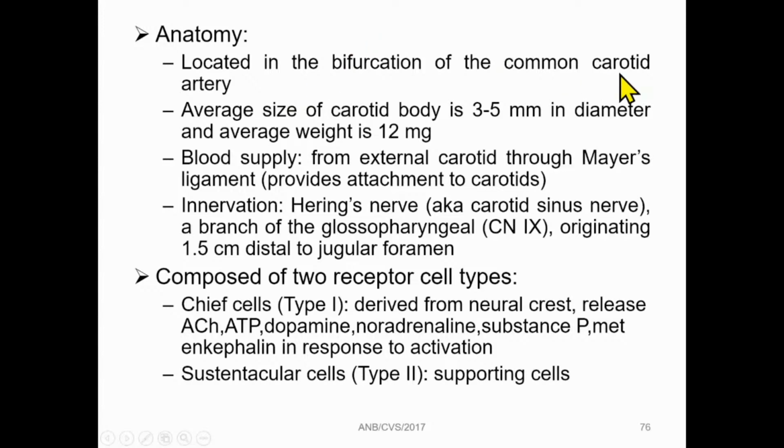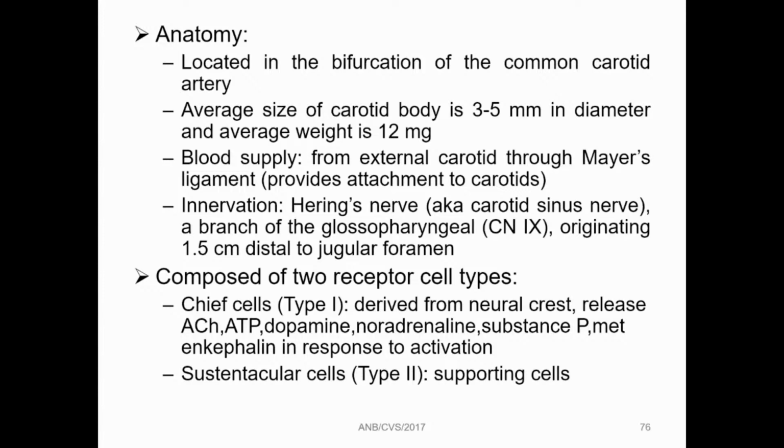Now, as we have seen, just to summarize, they are located in the bifurcation of the common carotid artery. The average size of the carotid body is 3 to 5 mm in diameter and the average weight is about 12 milligrams. Blood supply is from the external carotid through Meyer's ligament, which provides attachment to the carotid body. As for innervation, Herring's nerve, also called the carotid sinus nerve, a branch of the glossopharyngeal nerve, originates 1 centimeter distal to the jugular foramen.